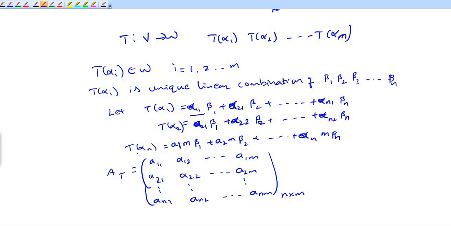Similarly, T of alpha m can be written as a1m beta 1, a2m beta 2, and so on, up to anm beta n. Then the matrix of linear transformation is given by a11, a12, etc., a1m, a21, a22, a2m, an1, an2, etc., anm. This is an n cross m matrix.